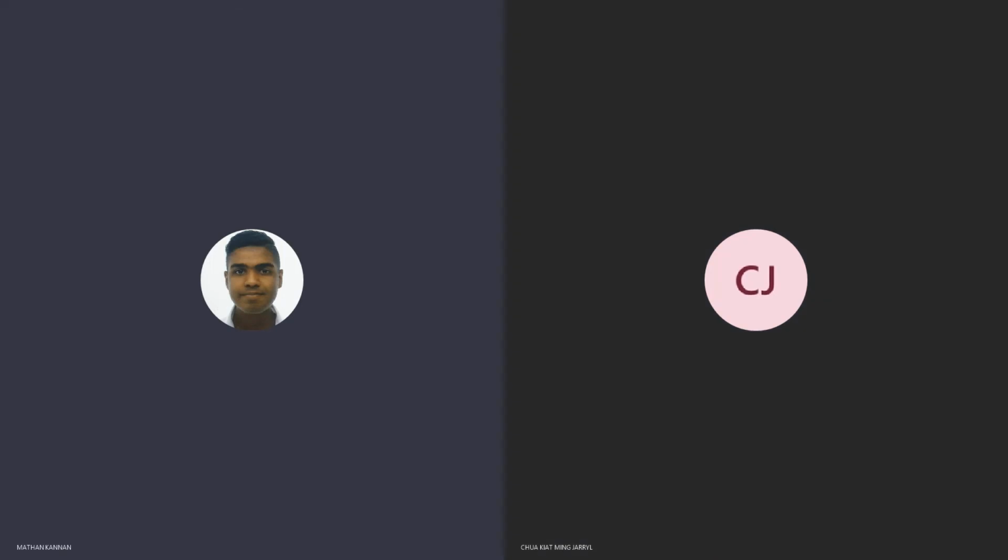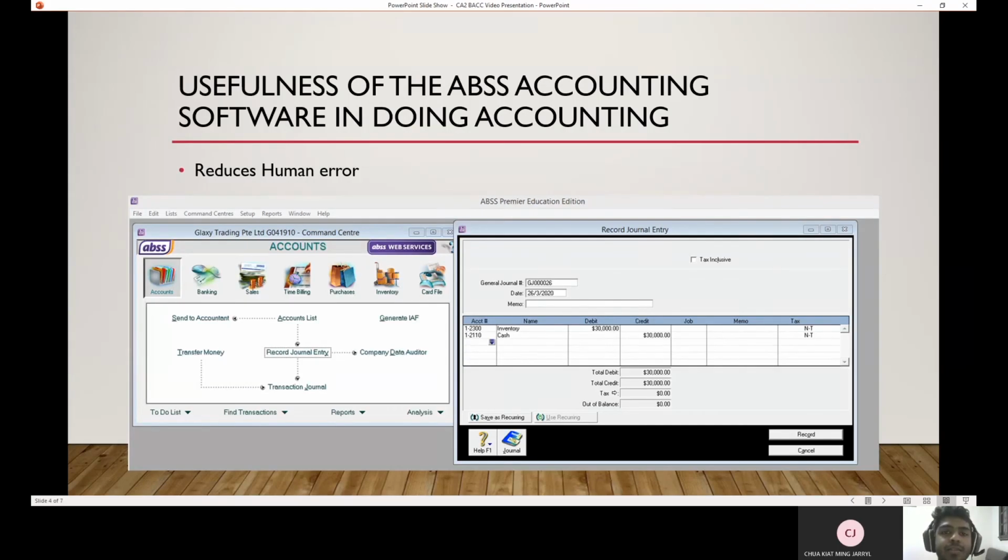My name is Martin, and I'll be presenting about the usefulness of using the ABSS accounting software in doing accounting. So the first benefit of using this software is that it reduces human error. It reduces human error by automatically calculating the figures that we input into our records.